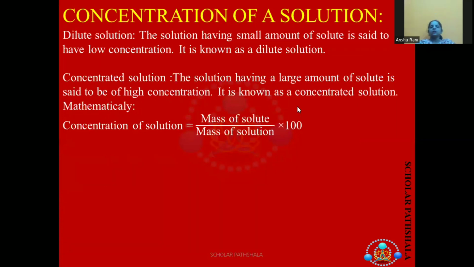Then we have a most important topic, that is numericals of concentration. For finding this concentration, we need to understand two terms: dilute solution and concentrated solution. Dilute means having a lesser amount of solute, and concentrated solution means having more concentration of solute in that solution. For finding the concentration mathematically, we have a formula. Concentration of solution is equal to mass of solute by mass of solution into 100.